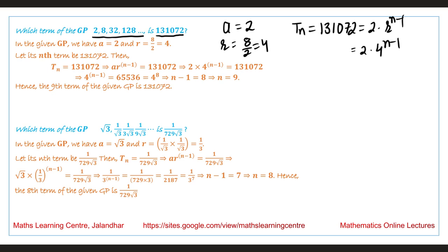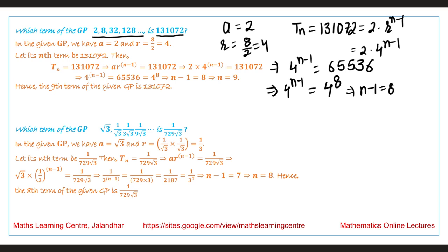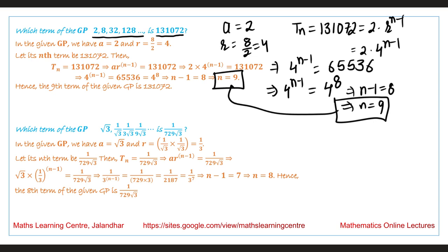Now this implies that 4 raised to the power n minus 1 is equal to 65536. This implies 4 raised to the power n minus 1 is equal to 4 raised to the power 8. So n minus 1 is equal to 8, which gives us n is equal to 9. So we are saying that the ninth term of the GP is this.